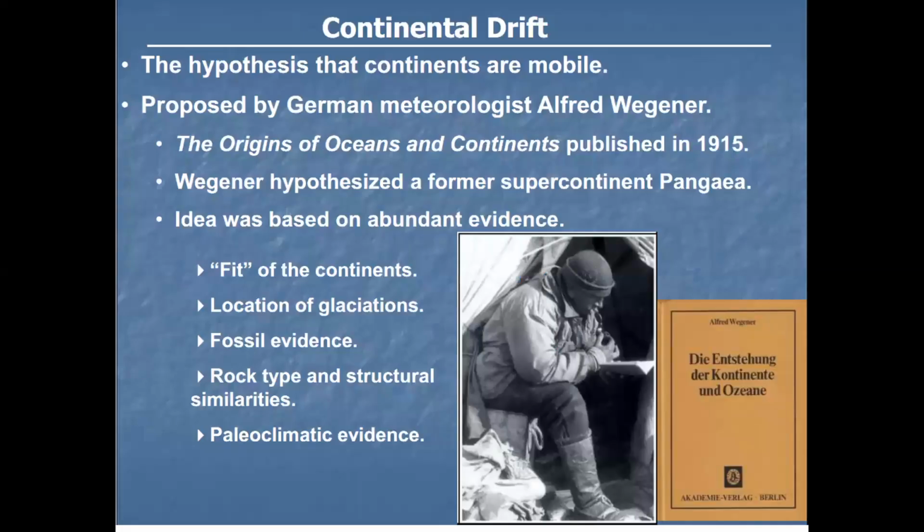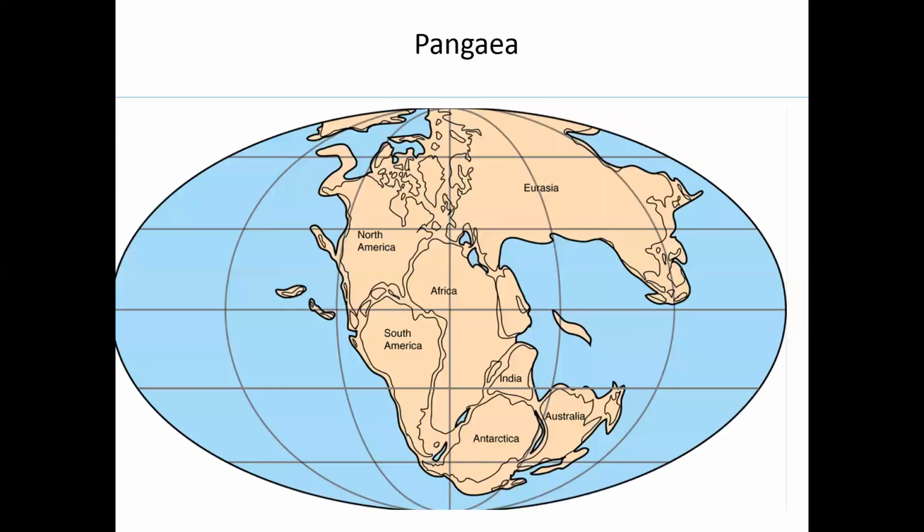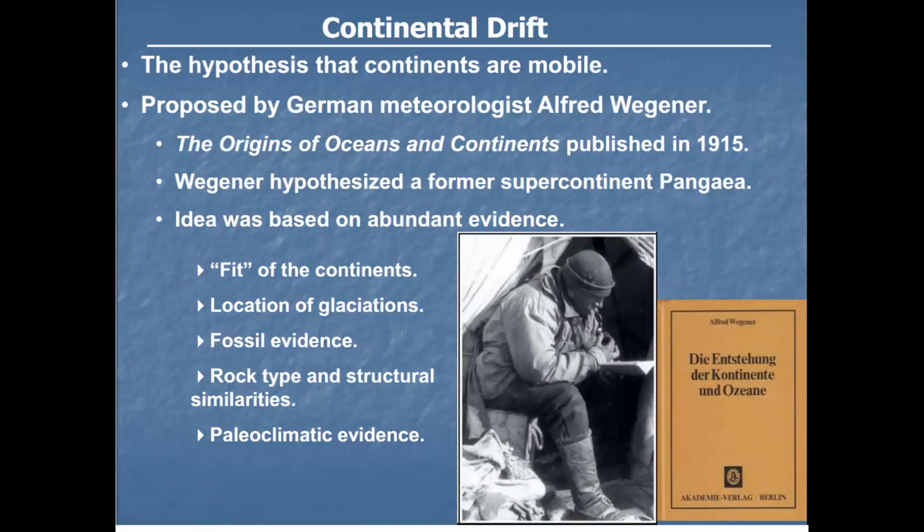However, that is not how the world looked some years back. So now there is a theory called continental drift. That theory argues that continents are not fixed but are mobile. It basically means continents or land masses are moving.